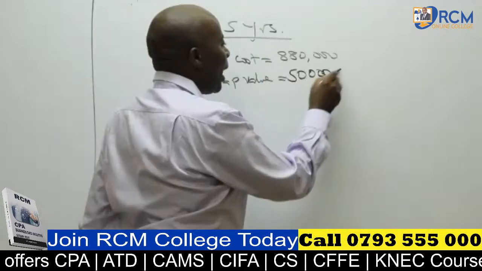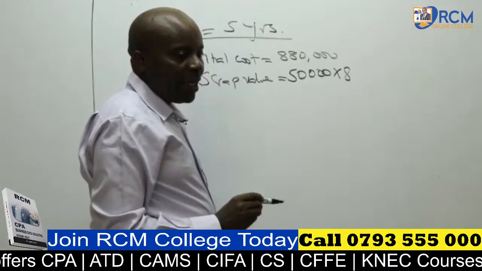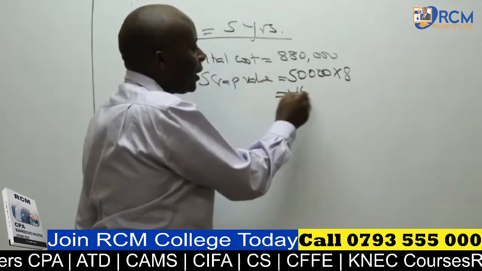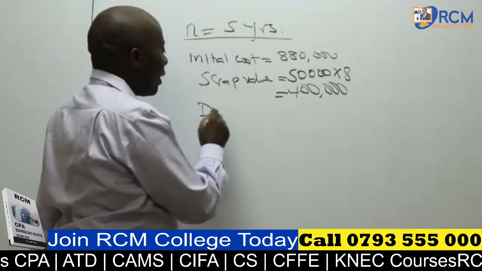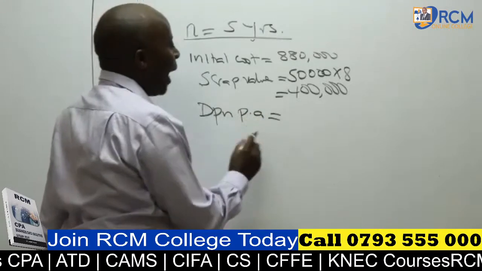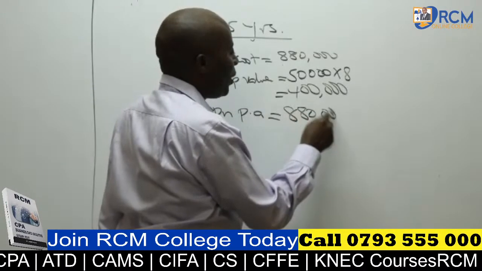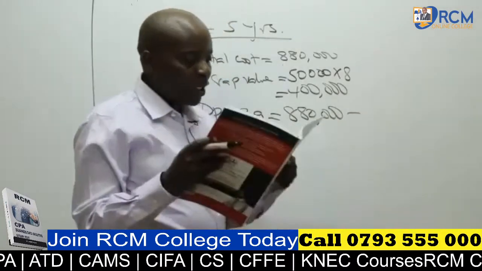But remember, how many are they? There are 8. So 50,000 times 8 gives me how much here? This gives me 400,000 as a salvage value. And therefore, depreciation per annum will be the initial cost, which is 880,000, minus the scrap value.